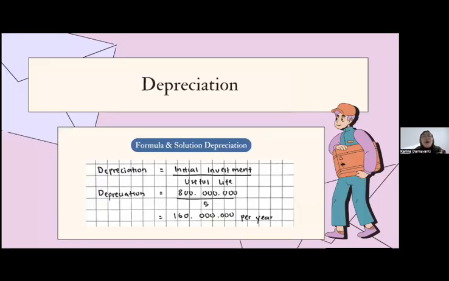Okay, so step 1, calculate depreciation. To calculate depreciation, we use this formula. Depreciation is equal to initial investment divided by useful life. We know the investment is 800 million yen and the useful life is 5 years. So 800 million divided by 5 equals 160 million yen per year. Next.